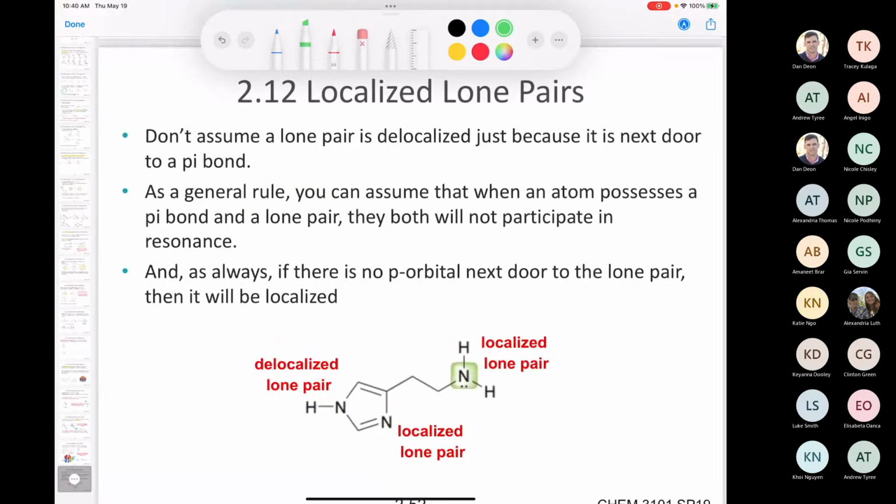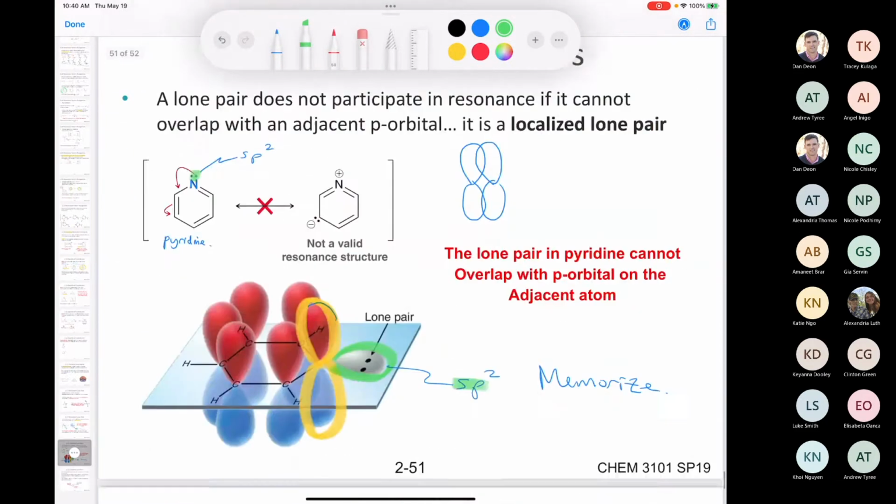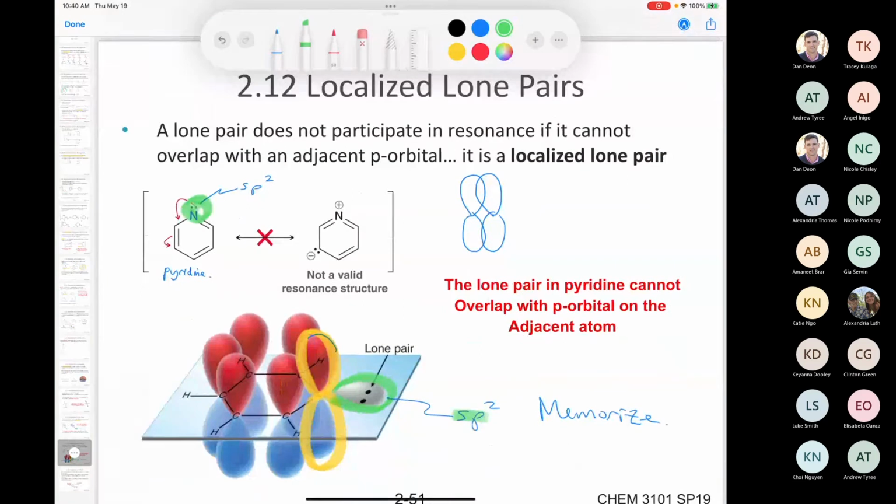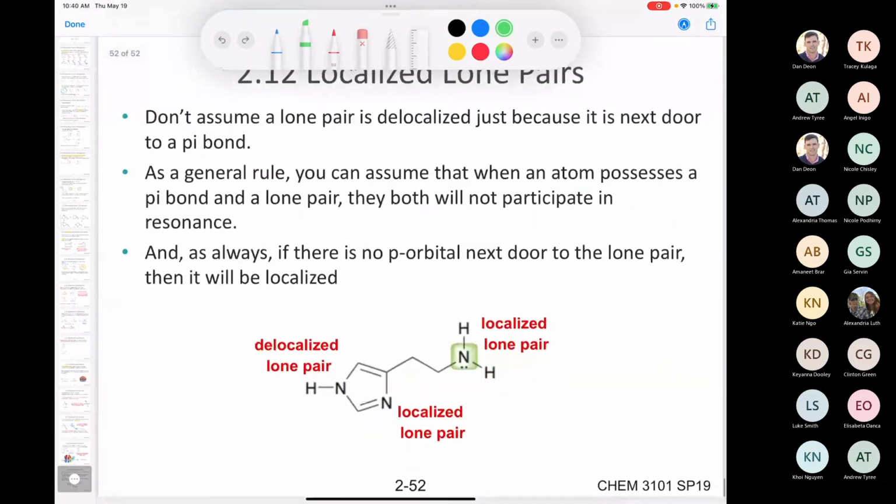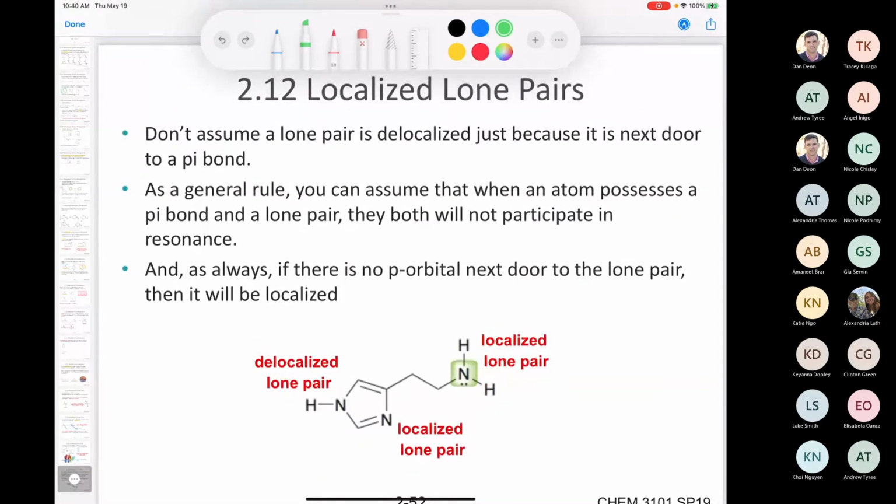Just because a lone pair is delocalized, don't assume that a lone pair is delocalized just because it's next door to a pi bond. If we look at this lone pair here on the nitrogen, it is next door to a pi bond, and we have an allylic lone pair, but it is not resonance stabilized. It does not participate in resonance. We can't always assume that.